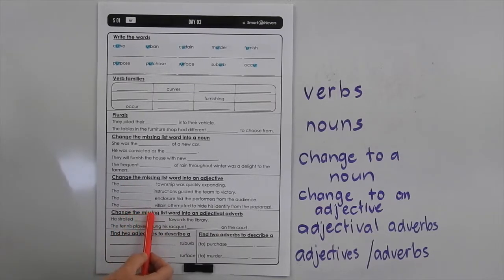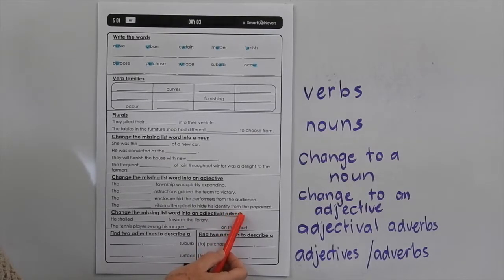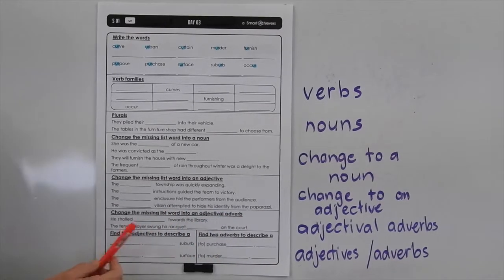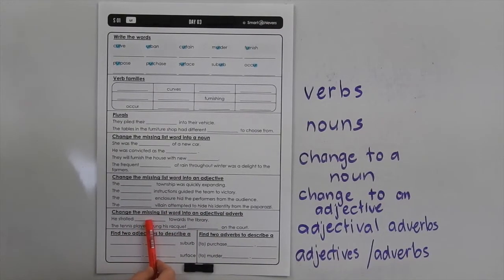Down here you're going to change the missing list word into an adjectival adverb. So it's going to be an adjective that you're going to add an adverb ending to. So adverbs typically end in ly, so that might give you a good hint. Work out what the adjective is, and then change it into an adverb by adding ly onto the end of it. Find two adjectives to describe a suburb, a surface. You may have different ones to your friends here. And two adverbs to describe to purchase something or to murder someone. So once again, you could have different adverbs to what your friends have.